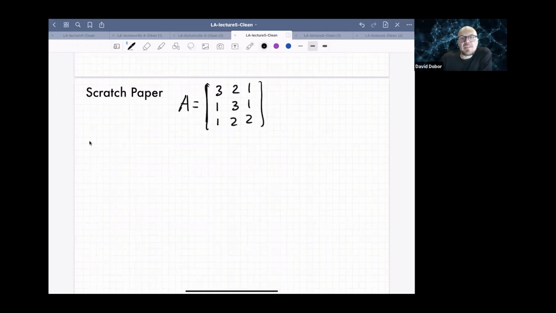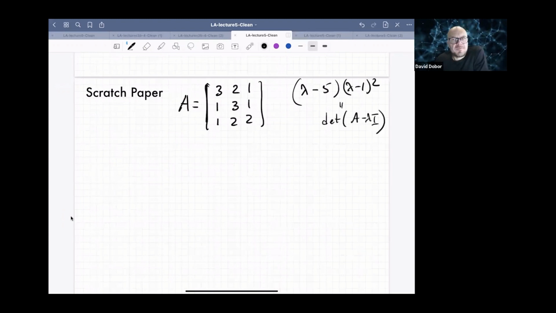So the lambdas that work here, what's the characteristic polynomial? I had it somewhere. Do I have it in here? Yeah. So lambda minus 5, lambda minus 1 squared is the characteristic polynomial. This is the determinant, the usual procedure of A minus lambda I. When I compute this, this is what I get. So the roots are lambda equals 5. That's root number 1.